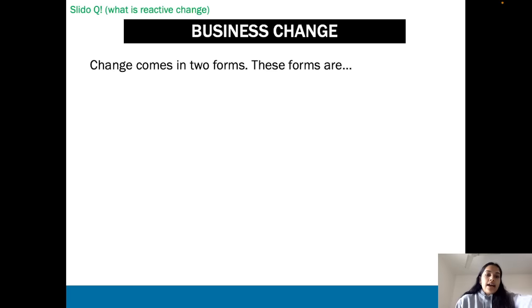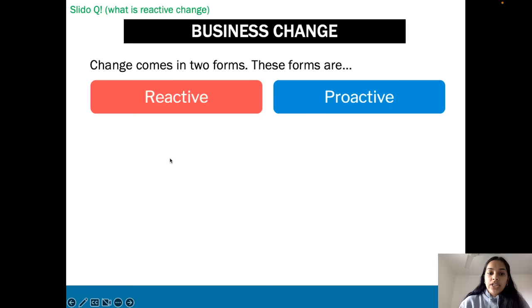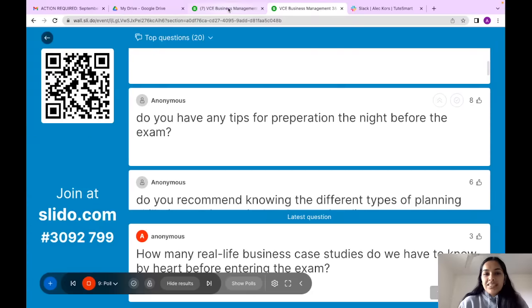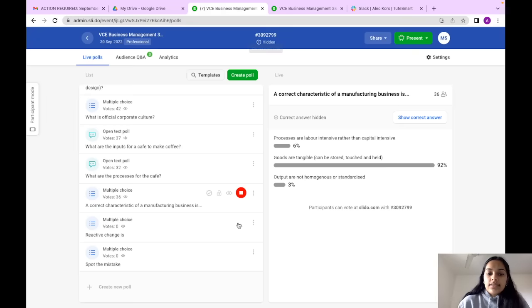All right, now when it comes to business change, there's two forms of change. We have reactive change and we have proactive change. So going back to Slido, what do you guys think is reactive change?